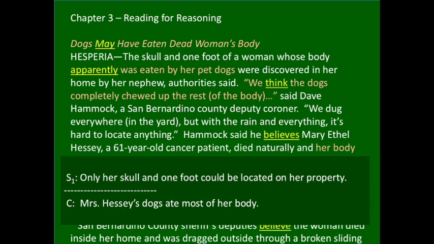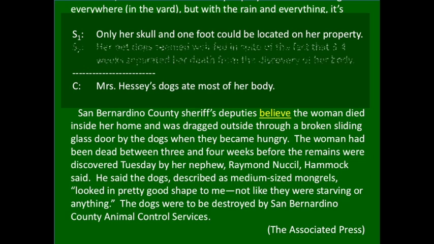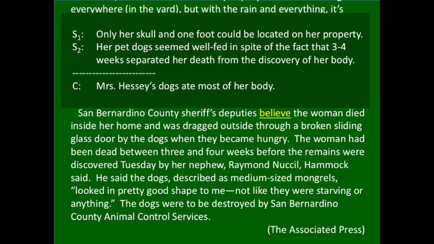If we look at the second half of the article, we're given another piece of support, and that is that her pet dogs seemed well fed, in spite of the fact that 3 to 4 weeks separated her death from the discovery of her body. Notice that I'm summing up the information that's presented here, and those techniques for paraphrasing, for summarizing, are still important for the work that we're doing. So keep that in mind. And this is a complete schematized argument for this passage.